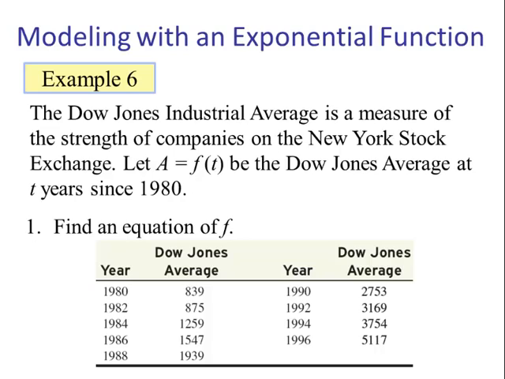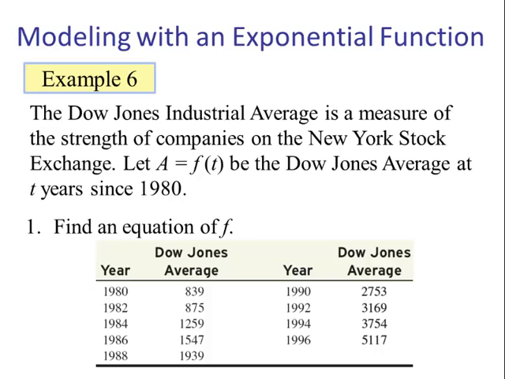Example 6. The Dow Jones Industrial Average is the measure of the strength of companies on the New York Stock Exchange. Let y equal f of t be the Dow Jones average at t years since 1980. Number 1. Find an equation of f. So when t is 0, we have an average of 839. When t is 2, we have 875. So for this problem, we will pick 2 points and we will find the equation of f.